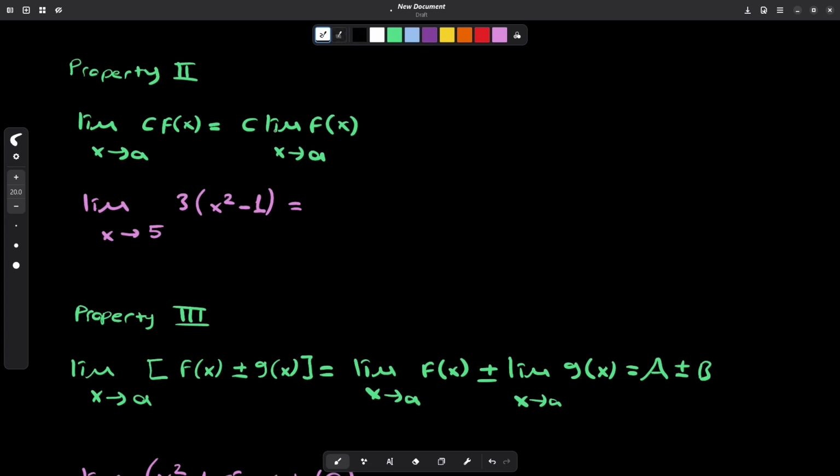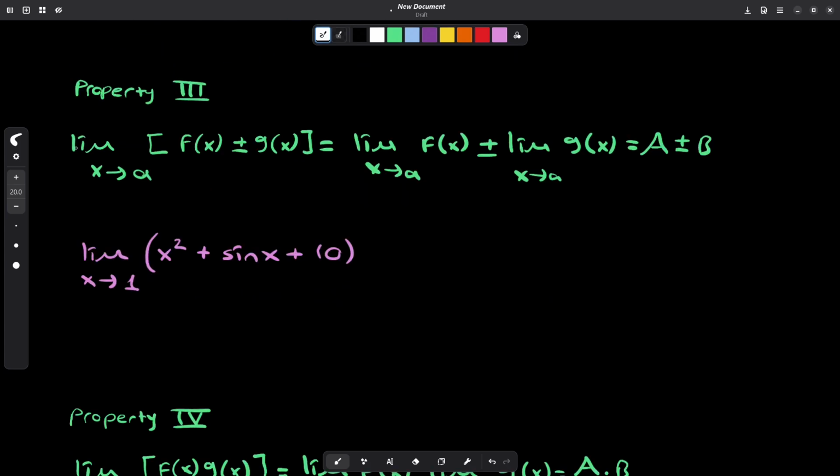Property 2. The limit of c, a constant, times f(x) as x approaches a is equal to c multiplied with the limit of f(x) as x approaches a. This is telling us if there's a constant in the limit, we can take it out of the limit. For example, the limit of 3 multiplied with x squared minus 1 as x approaches 5. First, we need to take the constant out: 3 times the limit of x squared minus 1 as x approaches 5. How do we evaluate this part? We will just plug the 5 in. 3 multiplied with 25 minus 1. 24 times 3, 72.